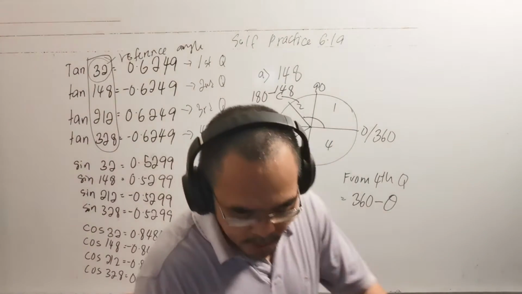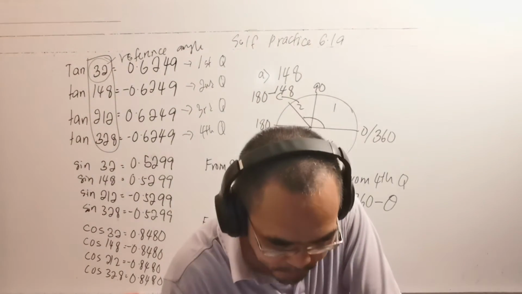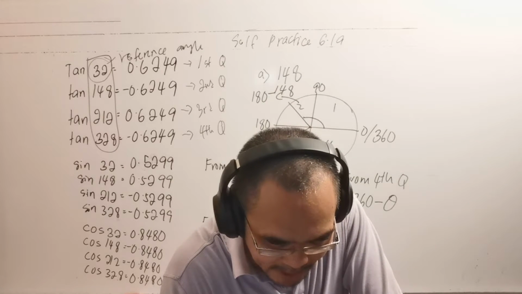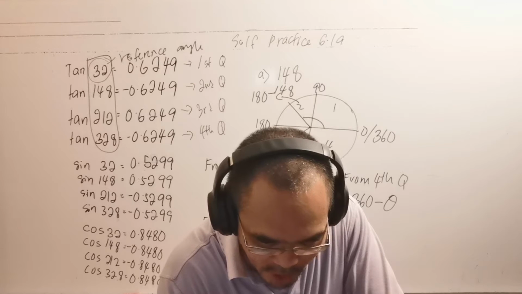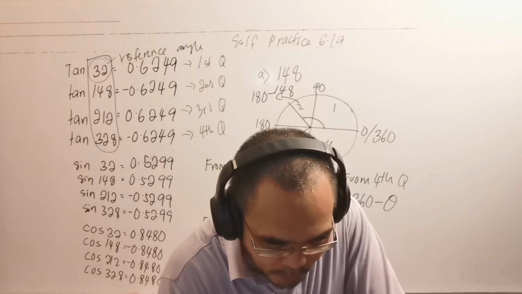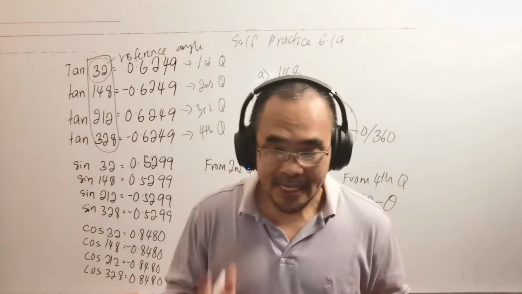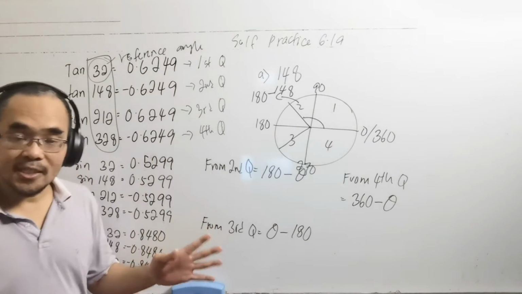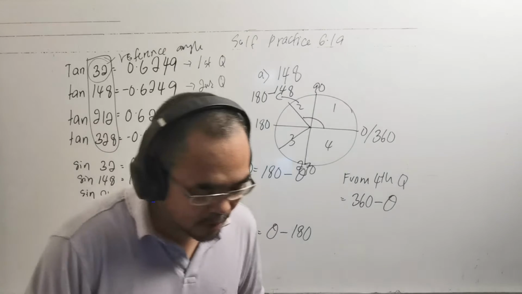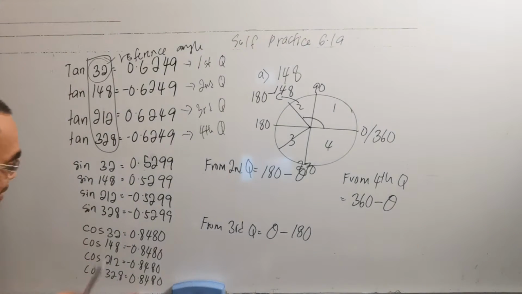Okay, read question number 2. State the relationship between each of the following trigonometric functions with its corresponding reference angle. Again, what is a reference angle? That is the angle in the first quadrant. Okay, alright, so now this is very important for you to notice.